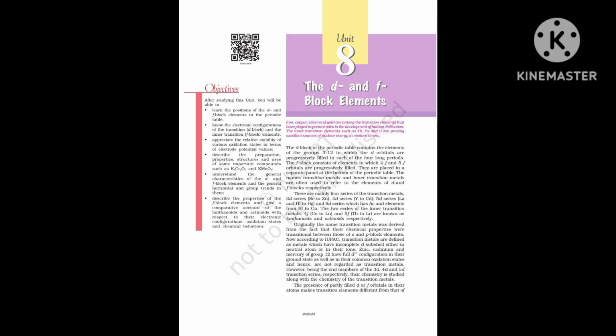appreciate the relative stability of various oxidation states in terms of electrode potential values, describe the preparation, properties, structures, and uses of some important compounds such as K2Cr2O7 and KMnO4.